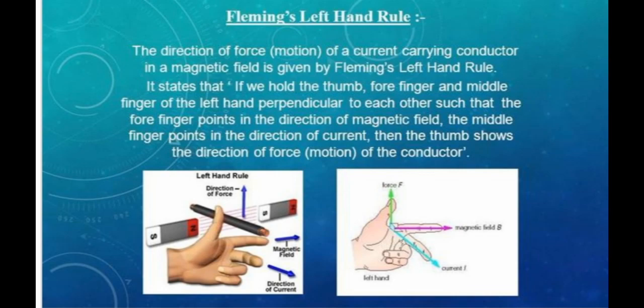So whenever we want to know the direction of the current, or the force on a conductor, out of these three we need to know two. The magnetic field we know, and the direction of the current we know.